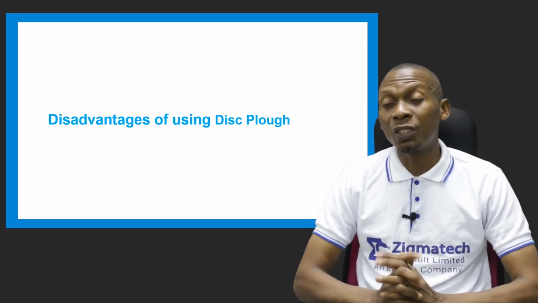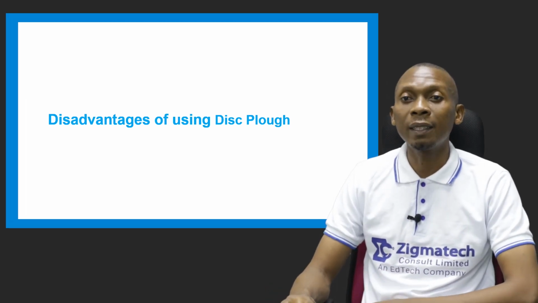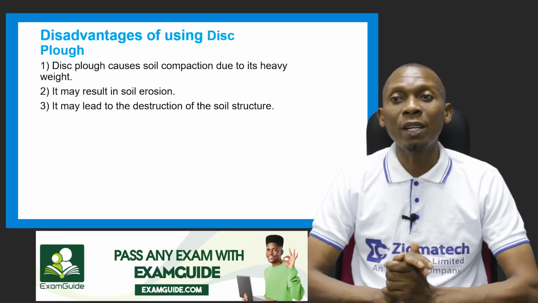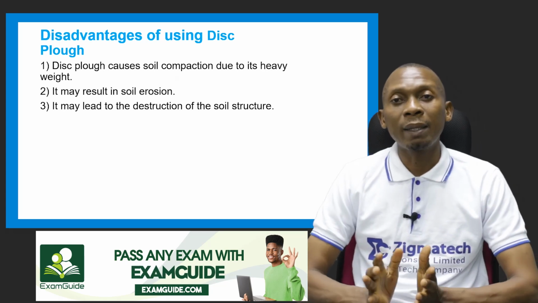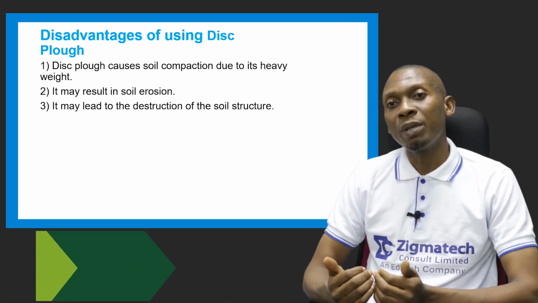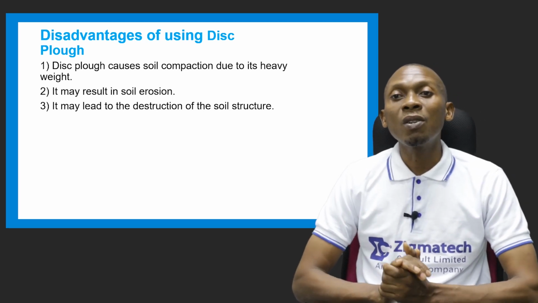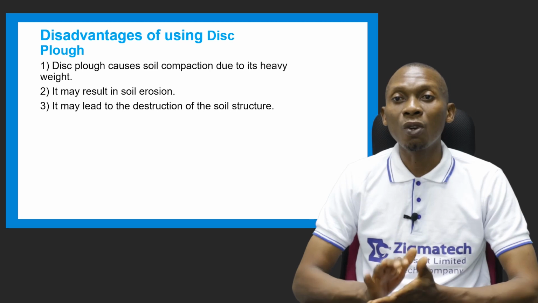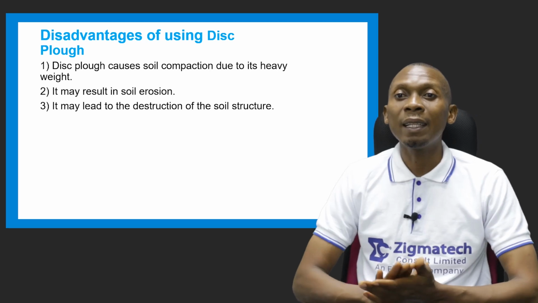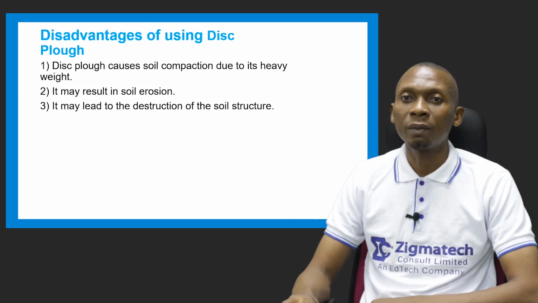It also has disadvantages. Just as it has its advantages, so does the disc plow also have some disadvantages. So let's take a look at the disadvantages of using the disc plow. One is it can cause soil compaction due to its heavy weight. Remember, we mentioned that the beam helps to give additional weight, but that being an advantage can also be a disadvantage. This could lead to compaction of the soil. Then it can also result in soil erosion. Once the soil structure has been tampered with or made compact, that means infiltration of water or percolation of water is reduced. This can lead to soil erosion, and it can also destroy the structure of the soil.